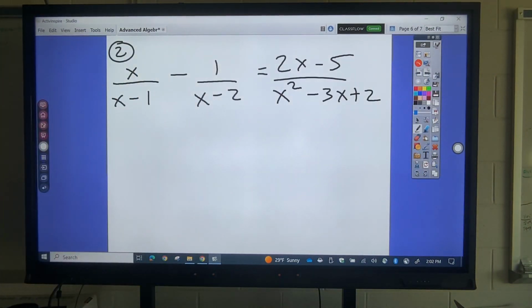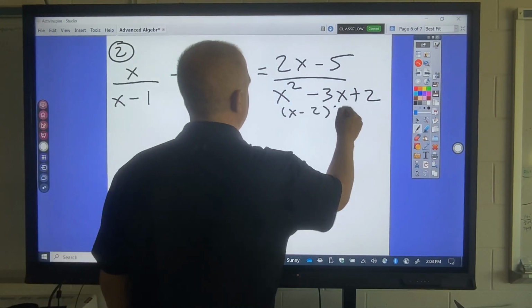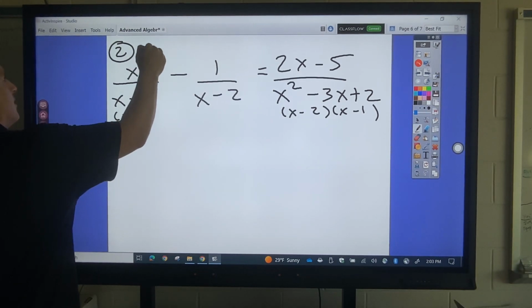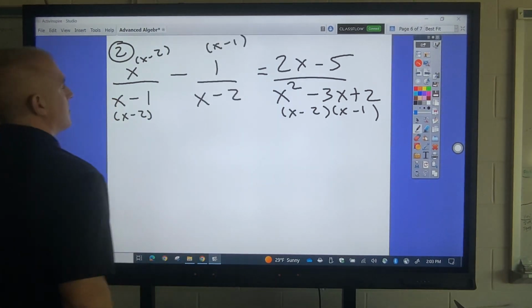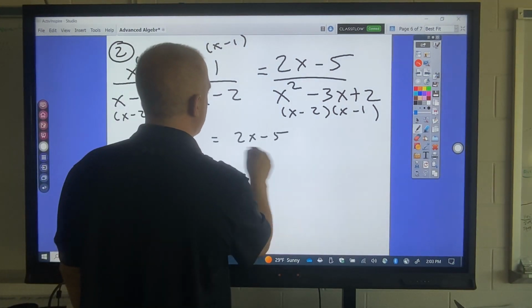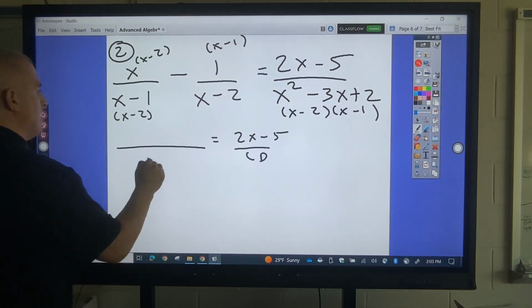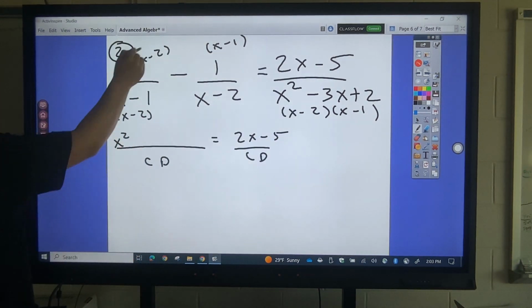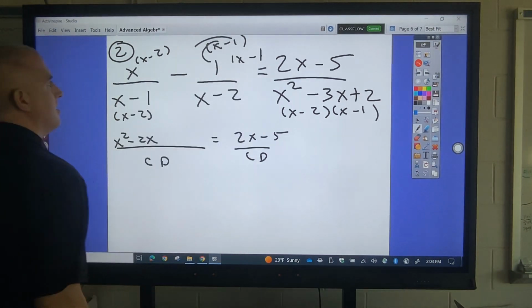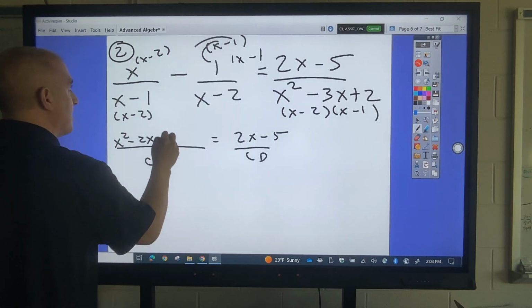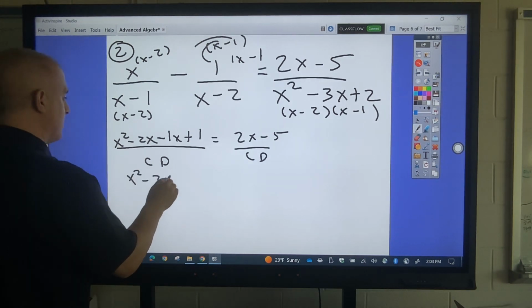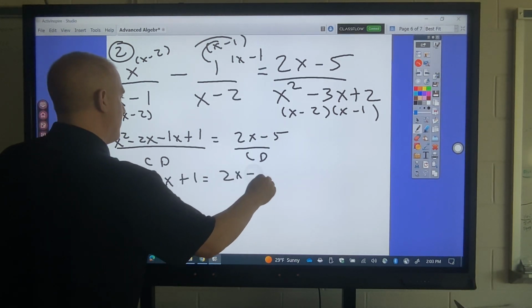Let's do another one, okay? This is going to factor to x minus 2, x minus 1. This I multiply by x minus 2. This I multiply by x minus 1. All right, so that's going to be 2x minus 5 over the common denominator. Nothing's going to happen there. This times this is x squared. This times this is negative 2x. All right, I'm going to multiply. That's going to be 1x minus 1. So because it's subtraction, that's going to be negative 1x, positive 1. Okay? So if I combine those, that's x squared minus 3x plus 1 equals 2x minus 5.